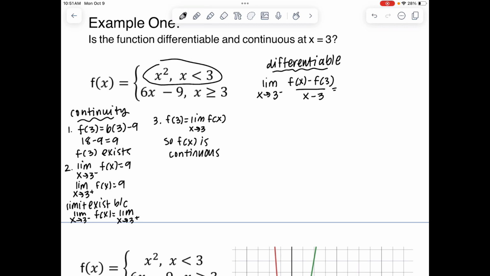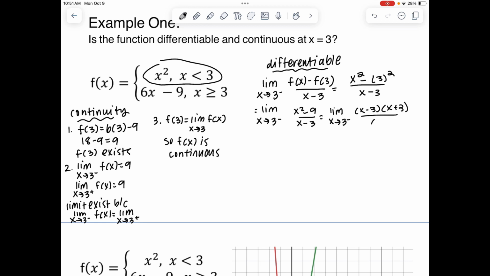So I would do x squared minus, and then I'd plug in 3, 3 squared, all over x minus 3. And that gives us the limit as x approaches 3 of x squared minus 9 over x minus 3. With this method of finding the derivative, the second definition, you just really have to be comfortable with the difference of squares. So x squared minus 9, if I were to factor that, I get x minus 3 times x plus 3. These cancel out. And now I can just go ahead and plug in 3 there. So I get 3 plus 3 equals 6. So the left-hand derivative is 6.